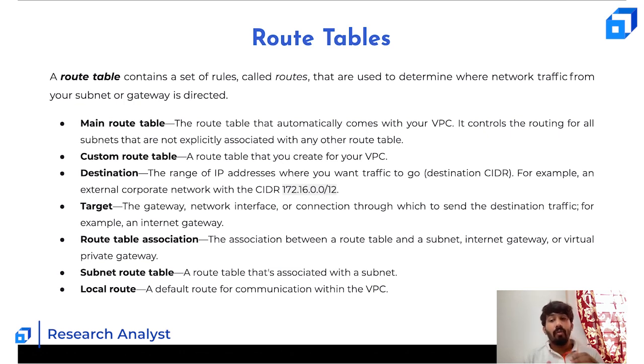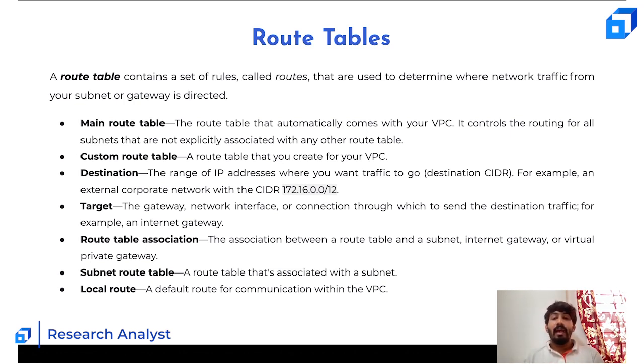So it controls the routing for all the subnets that are not explicitly associated with any other route table. That basically means if there is a subnet which is not associated with any other route table, it will control the entire routing for those subnets. Then there is a custom route table which you can create for your VPC. It's in your hands. Then destination, the range of IP addresses where you want traffic to go.